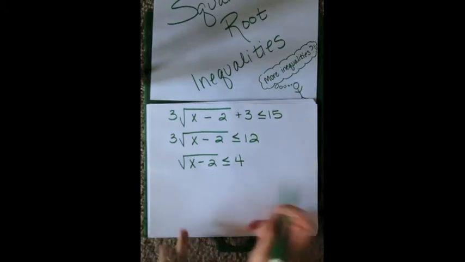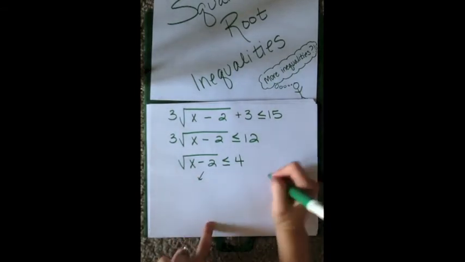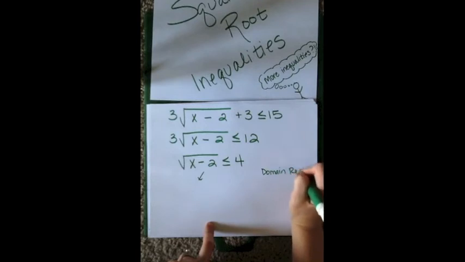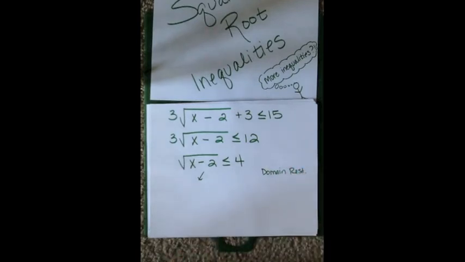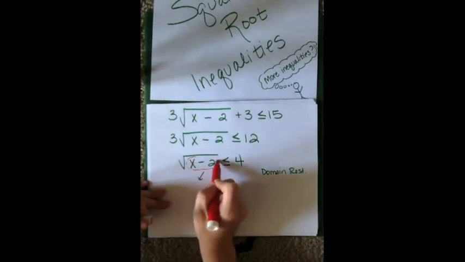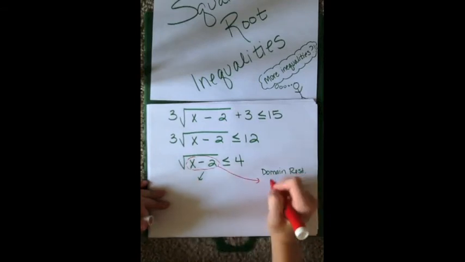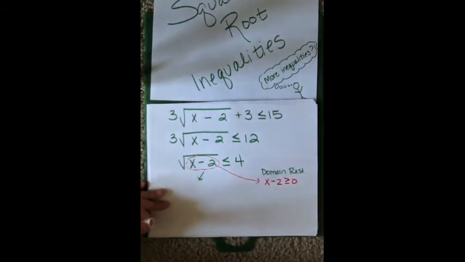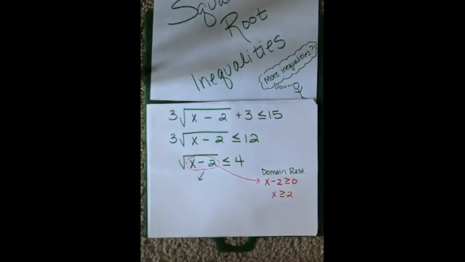I'm going to do 2 things here. I'm going to solve the equation as is, and then I'm going to look at my domain restrictions. Okay, so domain, again, is taking that inside part here and saying, okay, I know that this has to be greater than or equal to 0. So x has to be greater than or equal to 2. No matter what this other part says, x has to be greater than or equal to 2.